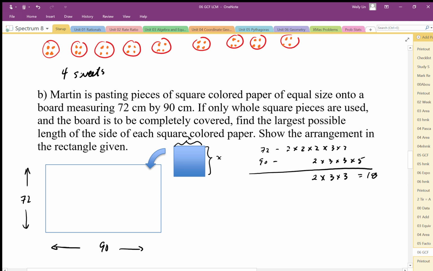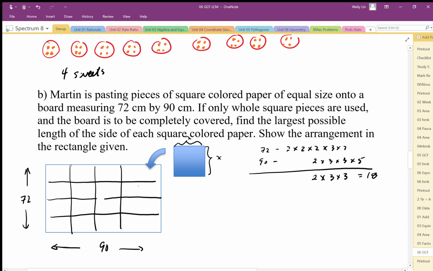So that means I should be able to fit 4 in this direction. 4 groups of 18 will fit along the vertical, and 5 groups of 18 should fit along the horizontal, so it would look like this. These should be square shapes, but there it is. So the largest square is going to be an 18 by 18 square.